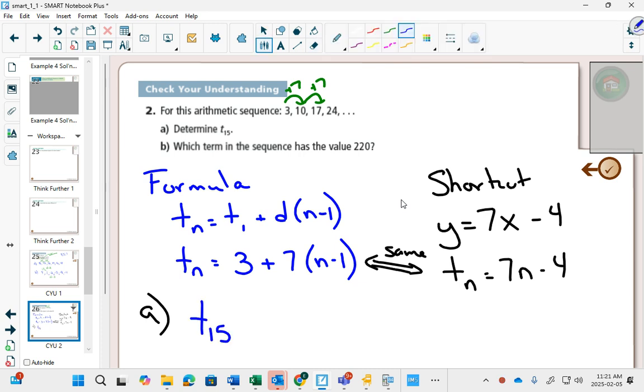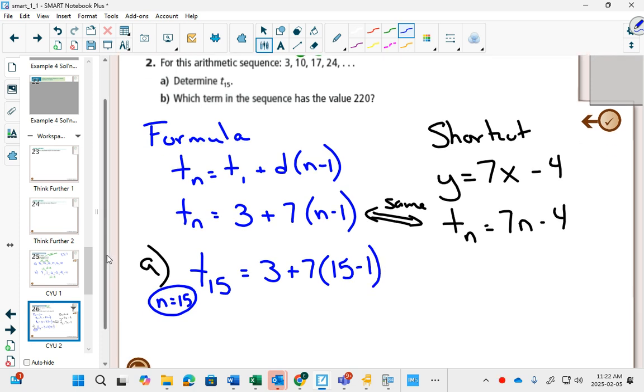If you use the formula, you would say, I know that the n value has to be 15. If I want to find term 15, in my formula, term 15 means the n gets replaced by a 15. So now I can replace the n here by a 15. And I would get 7 times 14, which is 98, and we get 101.